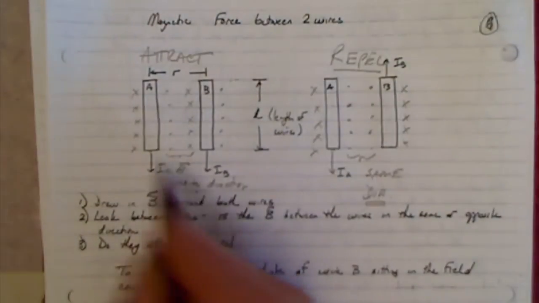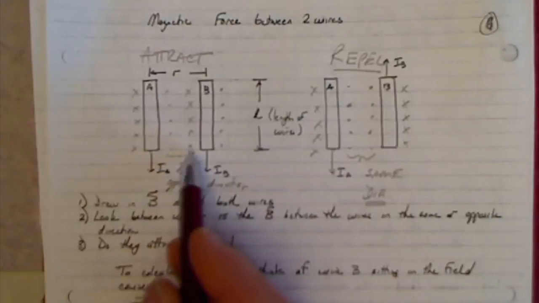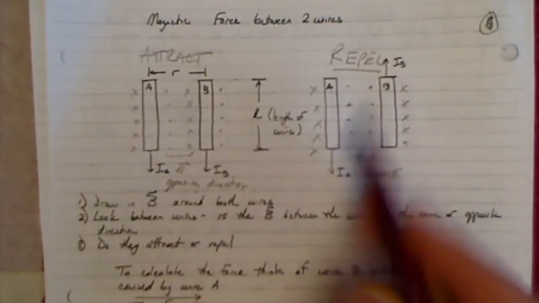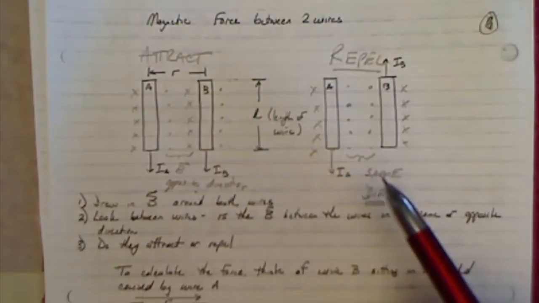So when the currents are going in the same direction, the magnetic fields between them are interacting in opposite directions, and they attract. When the currents are in opposite directions, the magnetic fields between them are in the same direction, and they're going to repel each other.